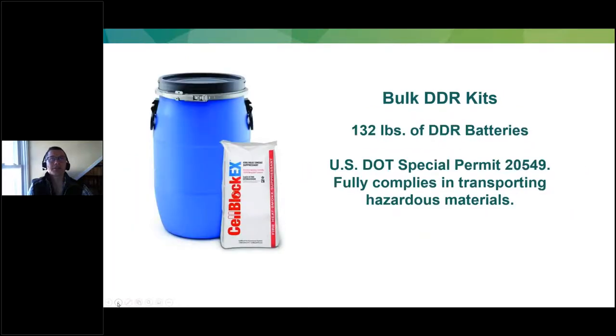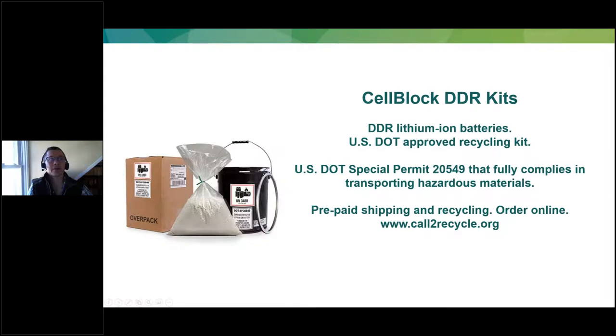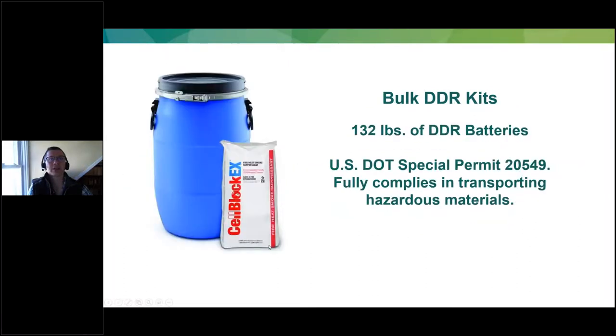If you are a large site and you're getting a ton of DDR batteries, a cheaper way to do it is in bulk. This holds up to 132 pounds of batteries compared to this one, which holds 5 pounds of batteries. So you can get 132 pounds of DDR batteries under our special permit 20549.